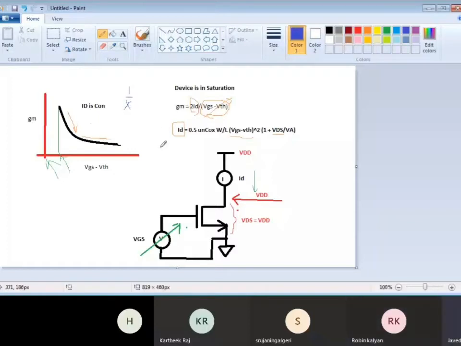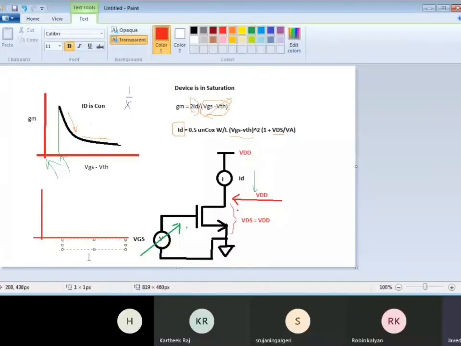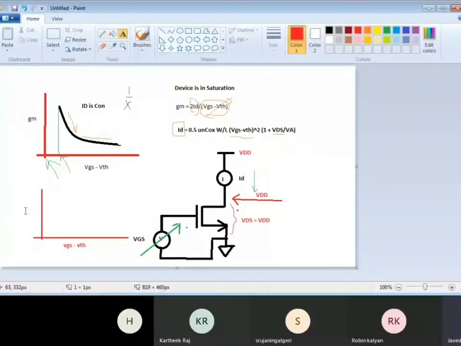Now, when you're keeping this 1 by x, the question is, why is the current getting affected? In this particular case, if you remove ID, we will draw the next equation graph. So now let us plot this graph together such that it clarifies your doubt. VGS minus VTH, and this will be ID.